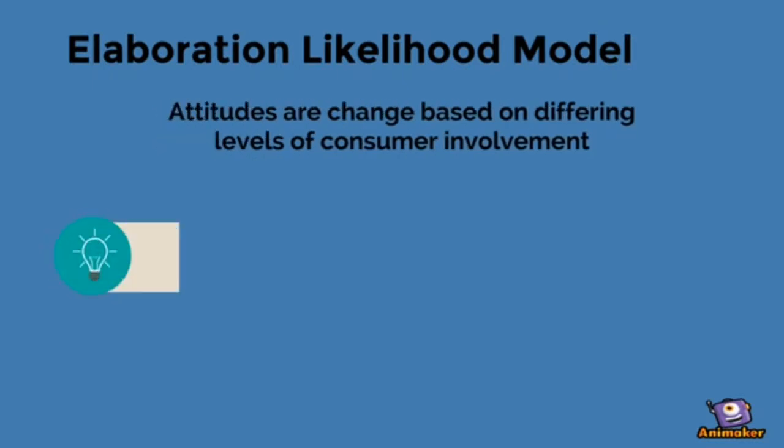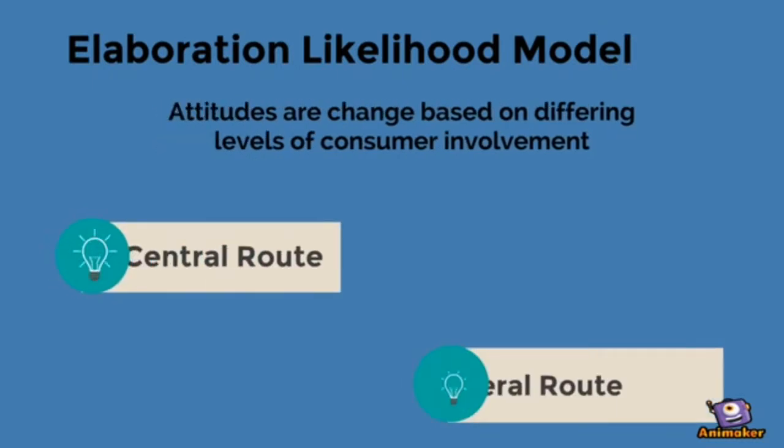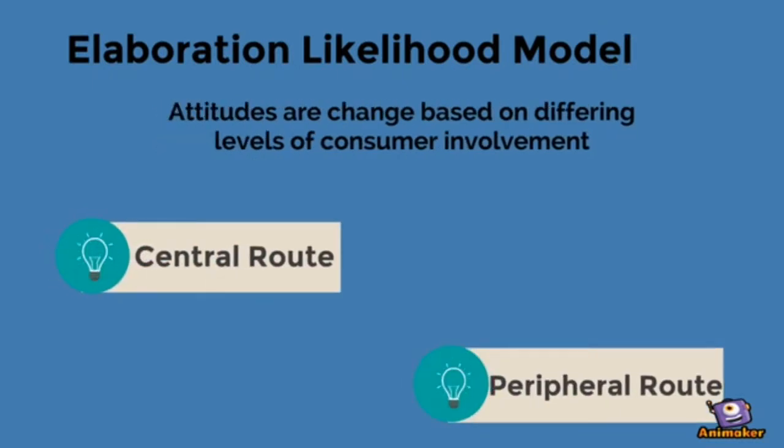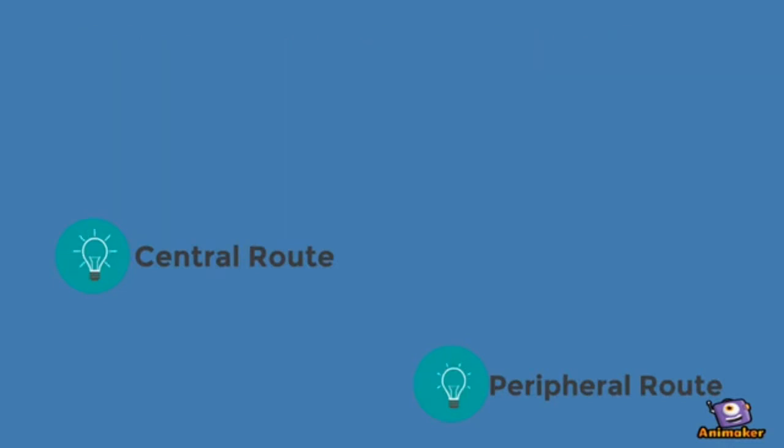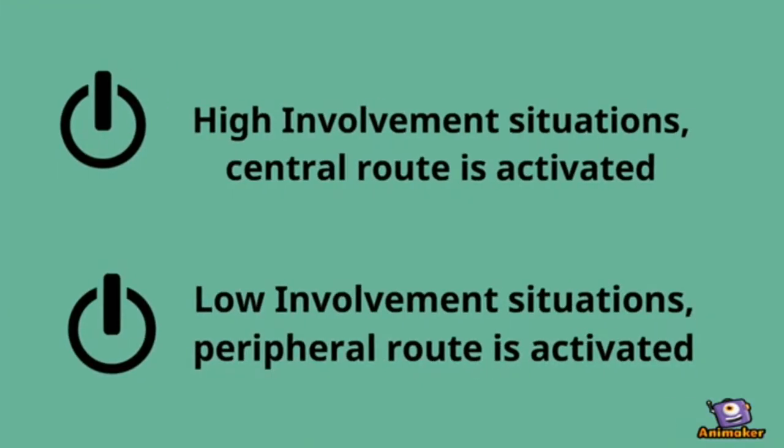Second, the Elaboration Likelihood Model is an attitudinal change model that shows attitudes are changed based on differing levels of consumer involvement through either central or peripheral processing. In high involvement situations, the central route is activated, while in low involvement situations, the peripheral route is activated.